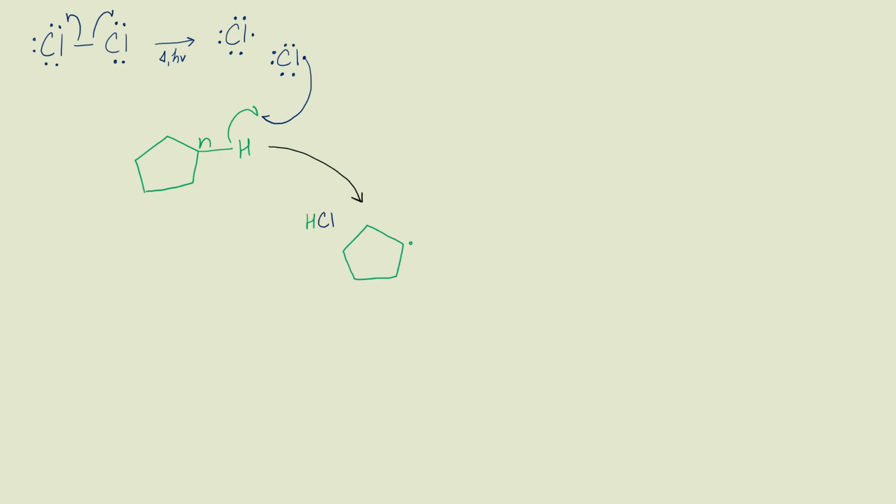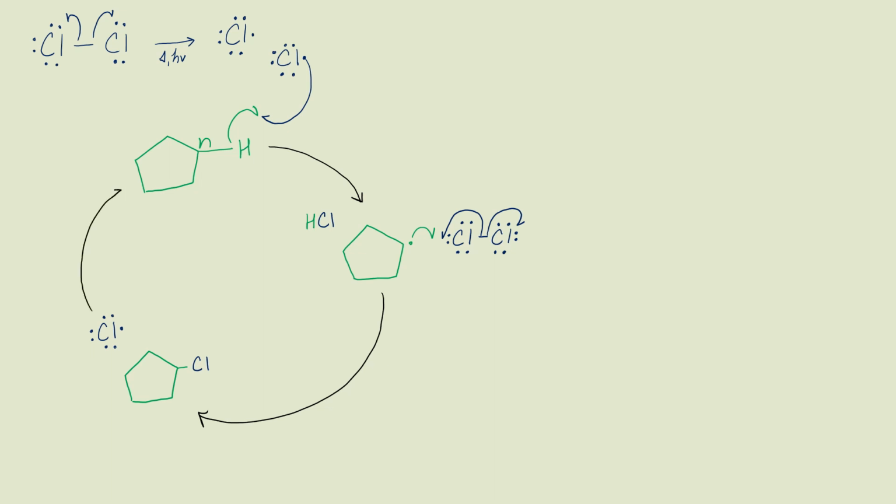This new carbon radical will interact with another Cl2 molecule. This electron from the carbon radical and one electron from this chlorine bond come together to form a C-Cl bond. This other leftover electron goes back onto this chlorine, which gives you products that look like this. This new chlorine radical can continue the cycle and react with this neutral molecule over here.